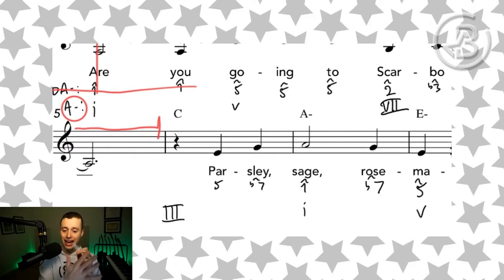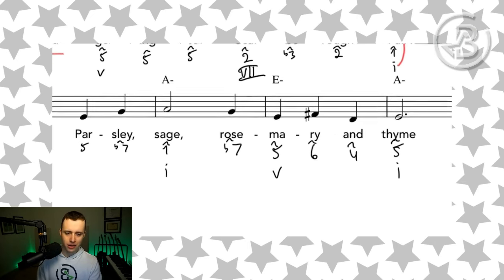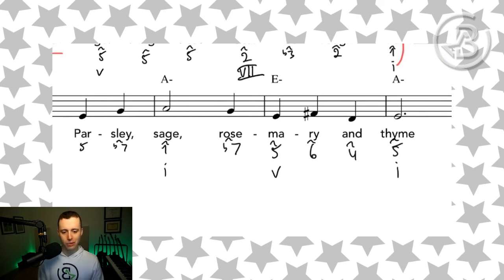Sure enough, C, A, B, C is scale degree 3, so we're going to write a Roman numeral 3. We're going to write it capitalized because the quality of the chord is major. And then we're back to A minor, and then we go to E minor, and then we finish out on A minor. I will see you in the next lesson.